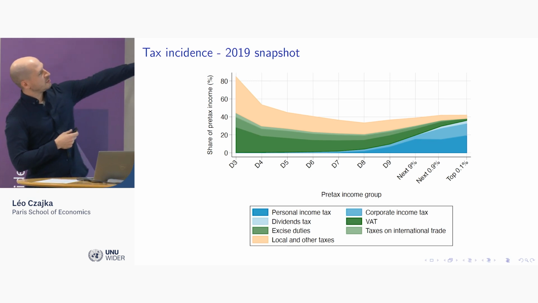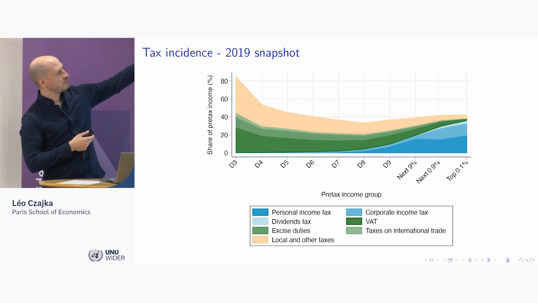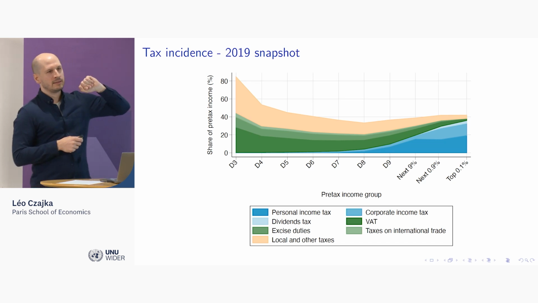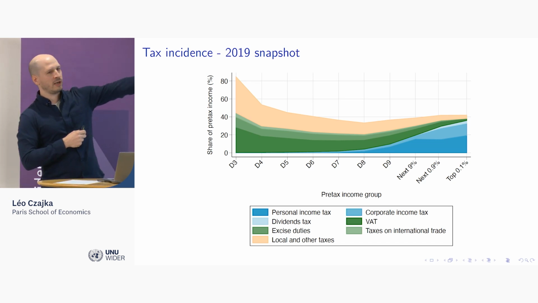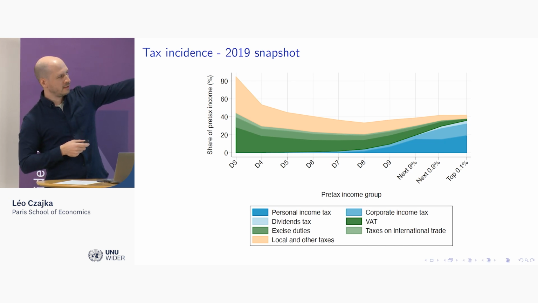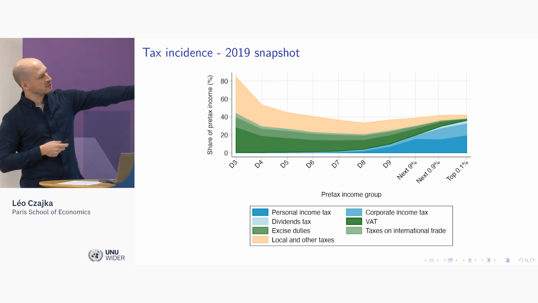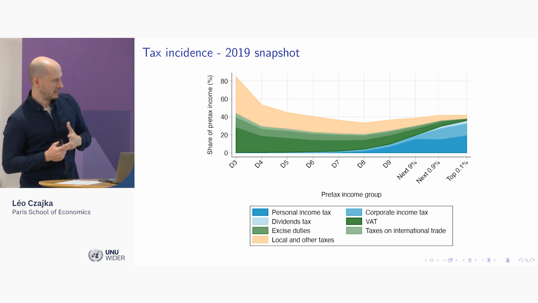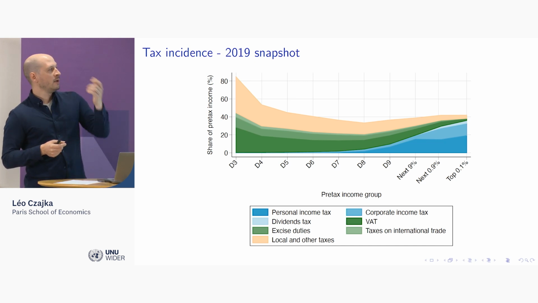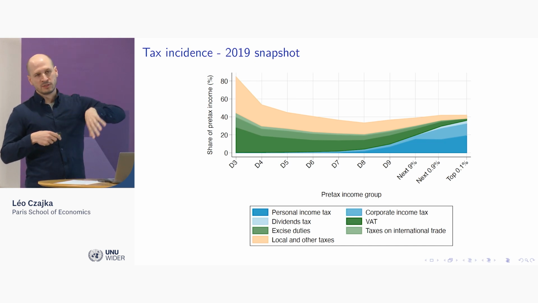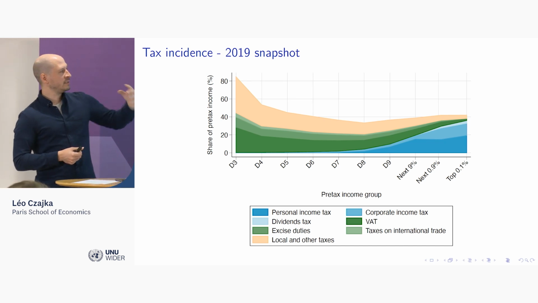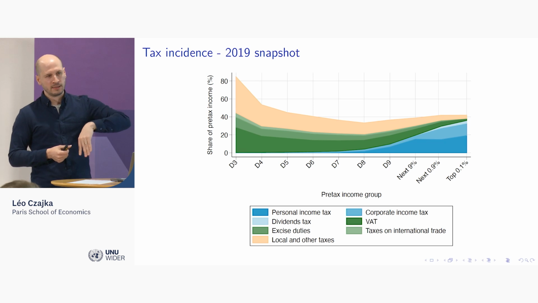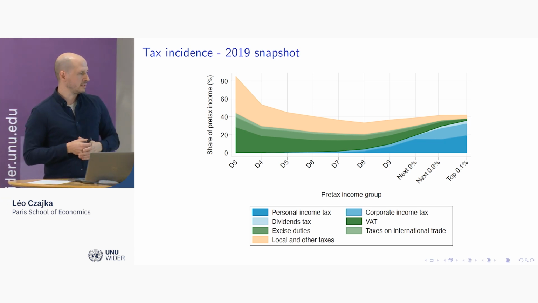So this is a snapshot, still in 2019, to show you the distribution of taxes. Long story short, the overall system is regressive at the bottom and progressive at the top. Why? Because at the top, the richest 20% pay personal income tax as well as corporate income tax or dividend tax. But because consumption through the informal market is not so prevalent in South Africa, as a percentage of market income, VAT and excise duty are quite regressive, including local taxes.